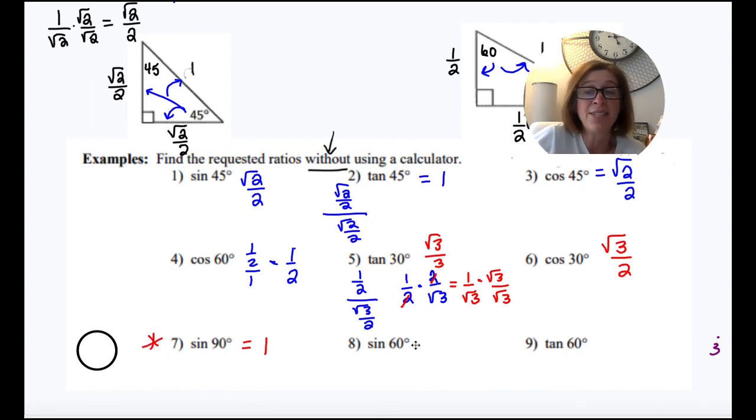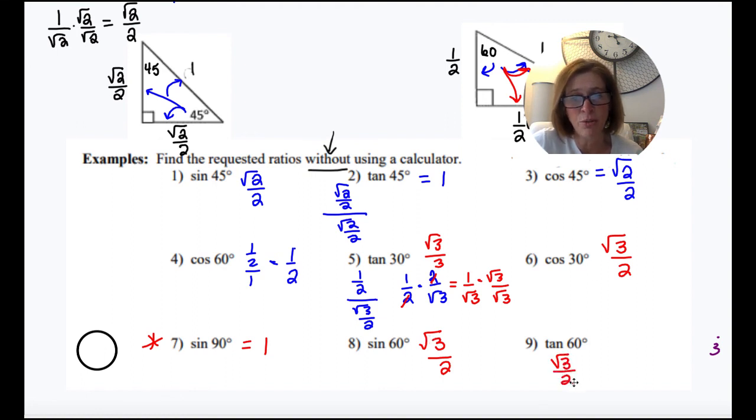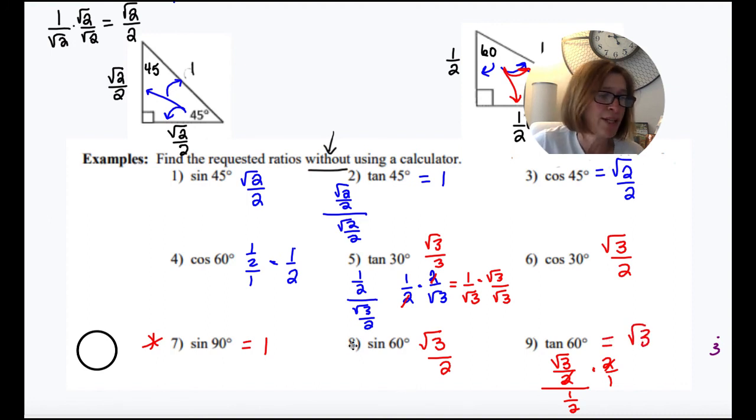All right, the sine of 60. So that would be the opposite over the hypotenuse, which would be root 3 over 2. The tangent of 60 would be the opposite, so root 3 over 2 over 1/2. We'd multiply by 2 over 1, and we would get root 3. Okay. All right, so those are the trig ratios that we're going to start to really recognize and know. These are called exact values. These are the values you're going to want to know. You're not going to be able to use your calculator on these angles.